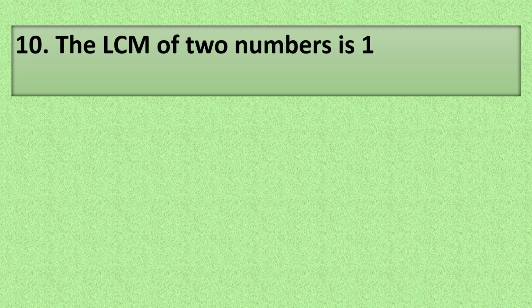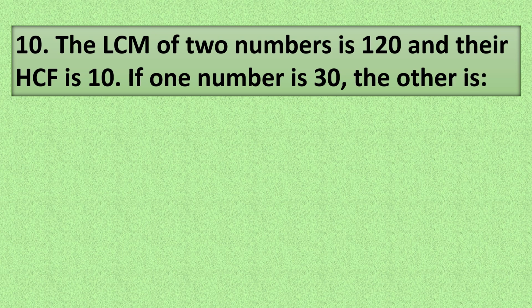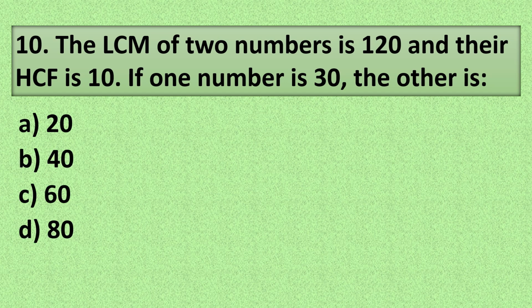Question number 10. The LCM of two numbers is 120 and their HCF is 10. If one number is 30, the other number is: options are A) 20, B) 40, C) 16, and D) 80. And the correct answer is B) 40.